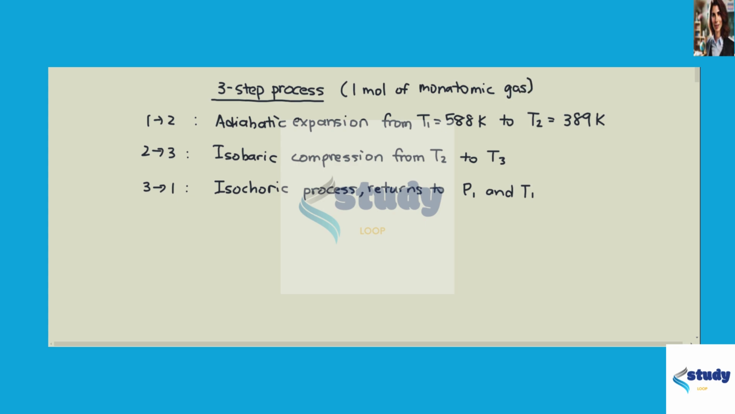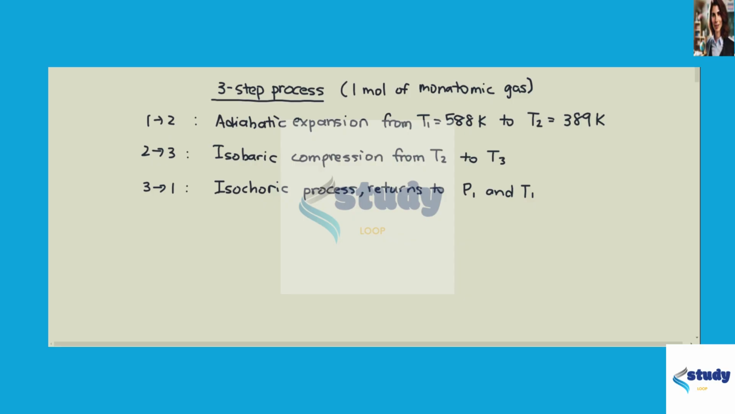From state 2 to state 3, the gas undergoes an isobaric compression from T2 to T3, and then from state 3 to state 1, it is an isochoric process, and the gas returns to P1 and T1. So in this question, there are 4 parts.